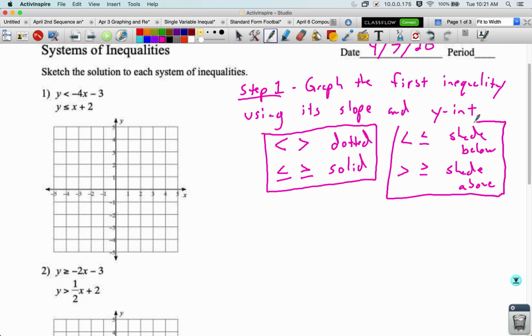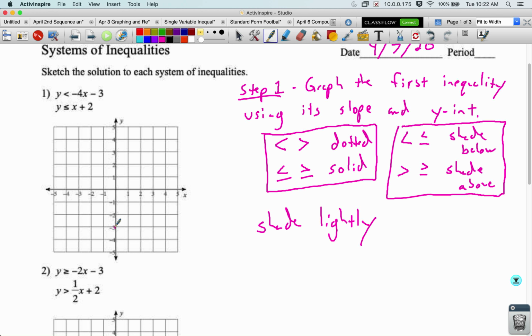And if we have a greater than or equal to, we're going to shade above. All right. Another important thing about step 1 here, we want to graph the first inequality using its slope and y-intercept. We want to shade lightly. I'm going to shade very lightly. Okay, so let's try that with number 1 here.